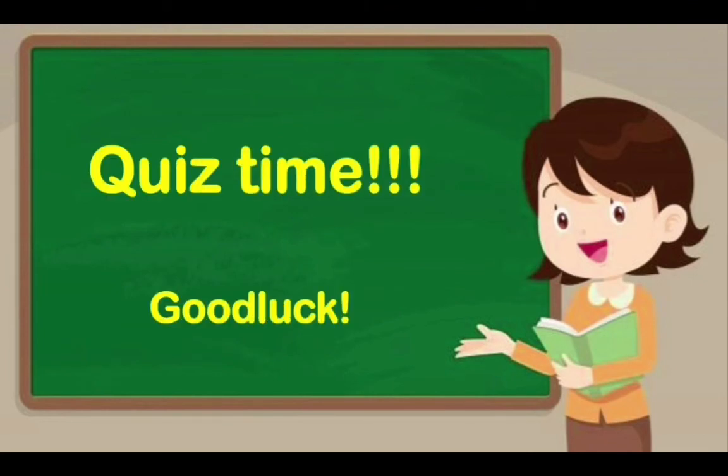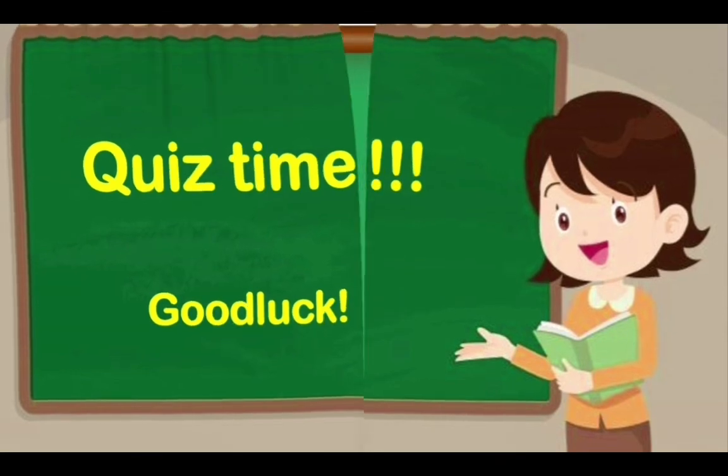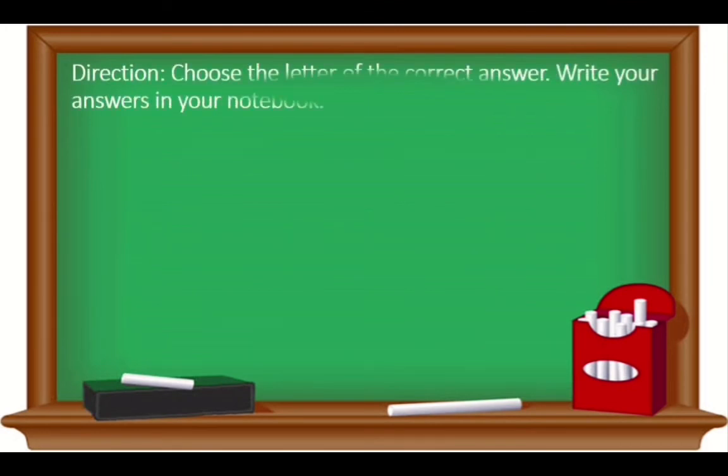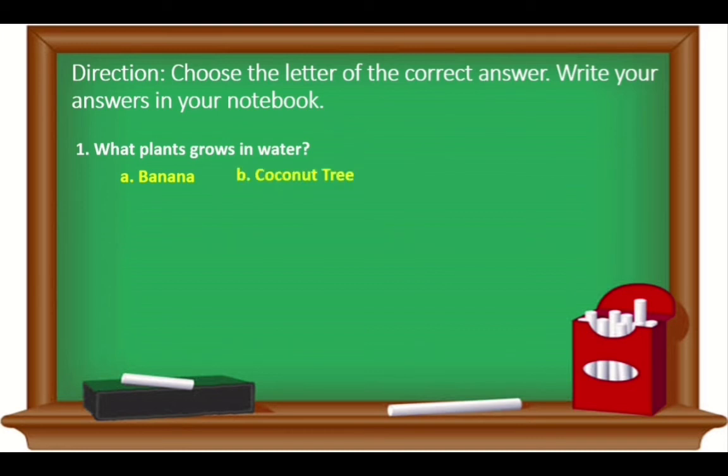Okay, quiz time. Good luck! Direction: choose the letter of the correct answer. Write your answers in your notebook. I'll give you 15 seconds to answer. Number 1. What plant grows in water? Letter A, banana. Letter B, coconut tree. Letter C, water lily. Letter D, mango tree.